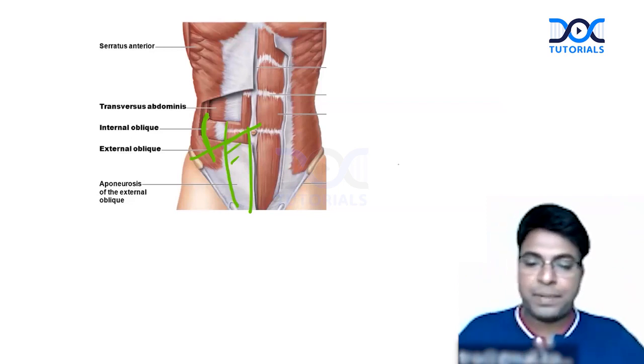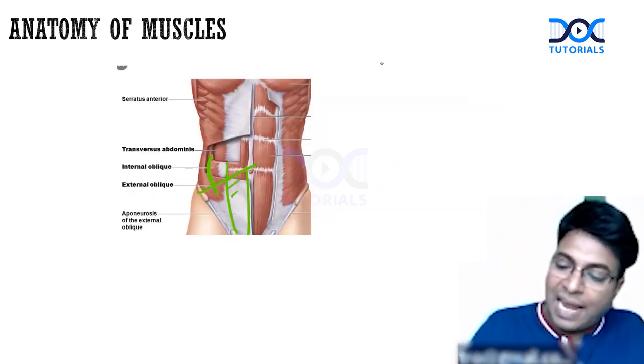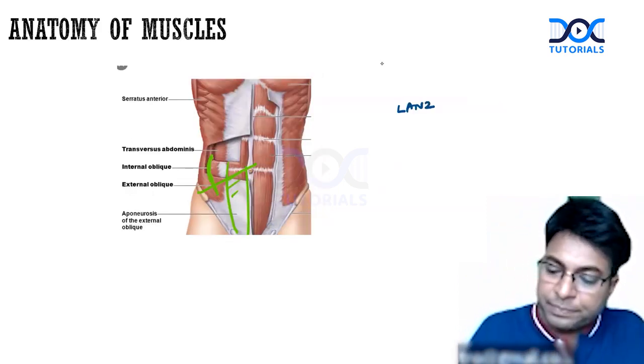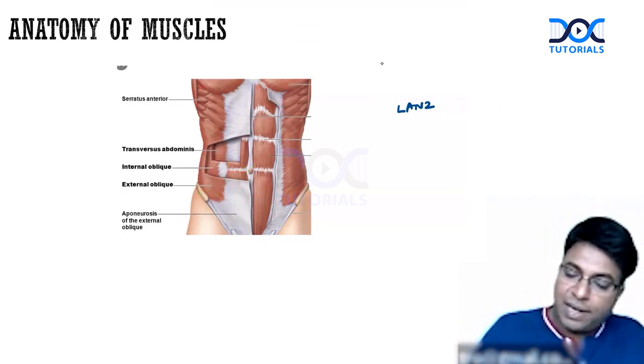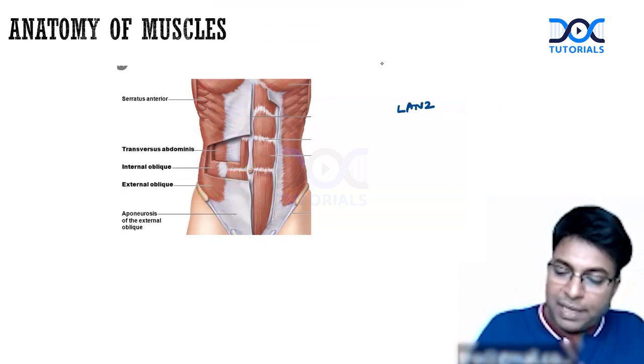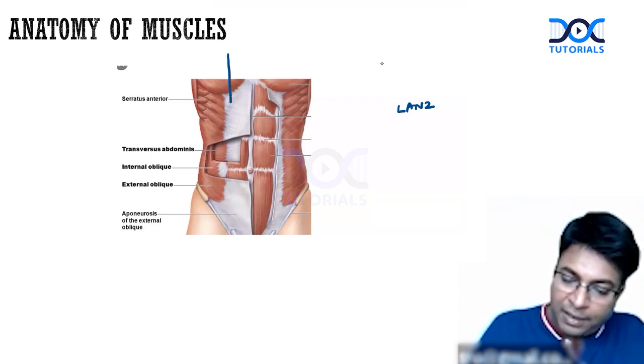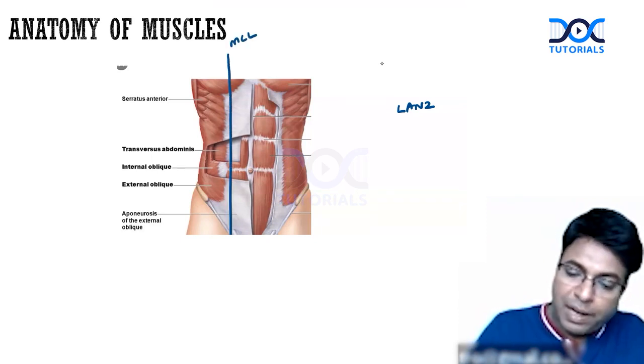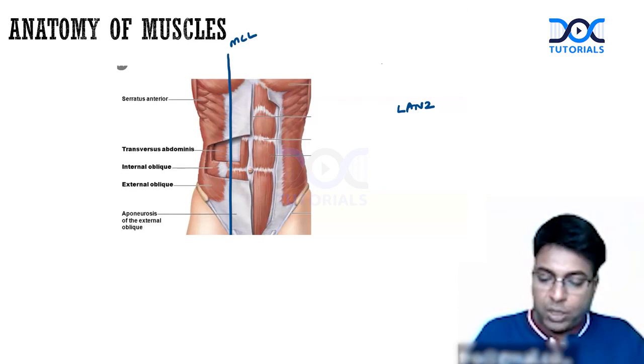So Lane's incision. Now I want you to know what is the landmark of Lane's incision. The landmark of Lane's incision is very simple. Just below the umbilicus, from the mid-clavicular line to the mid-inguinal point, you draw a line, okay?